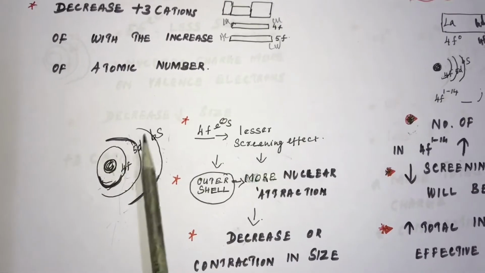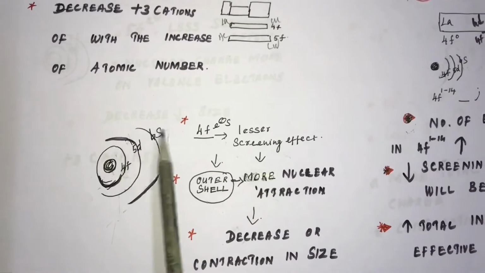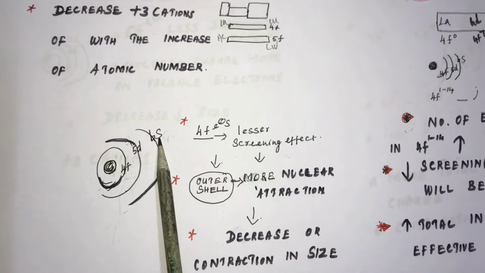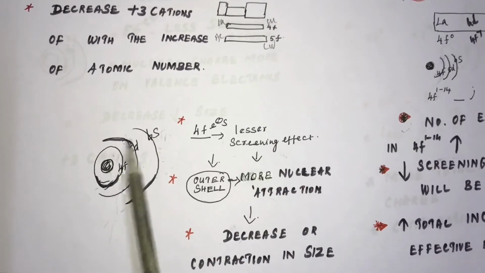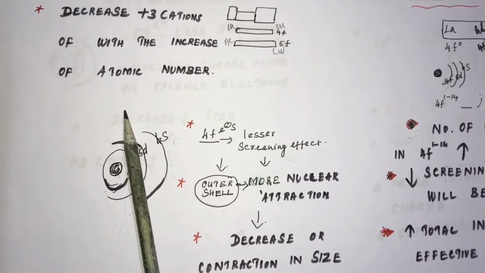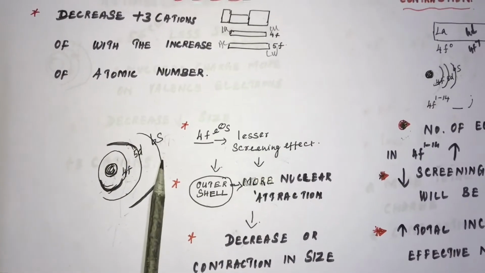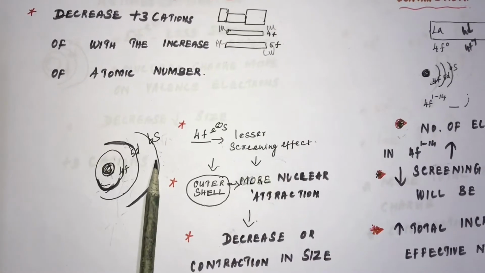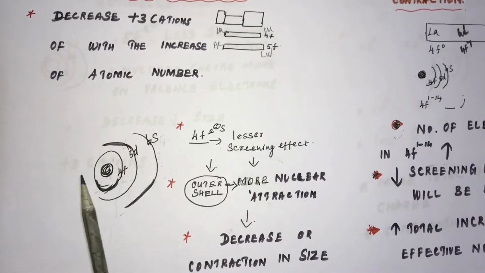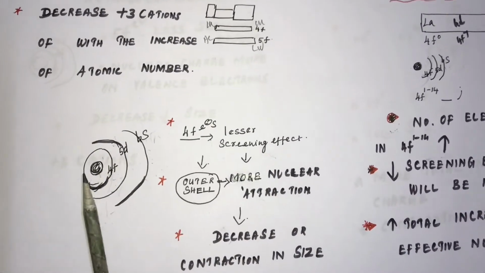The valence electron, the outermost electron, experiences lesser nuclear attraction. So with lesser screening effect, it does not screen effectively, thereby the valence electron experiences more nuclear pull, and the nucleus pulls the valence electron inward, thereby causing contraction in the size.